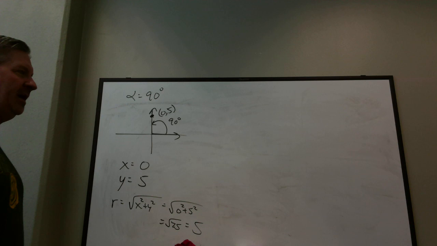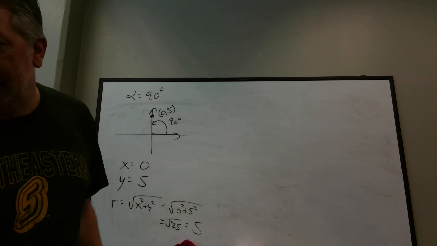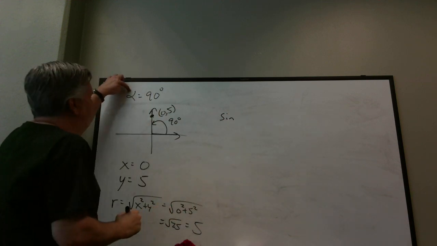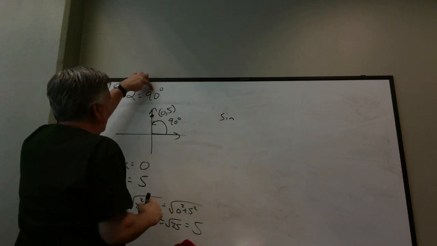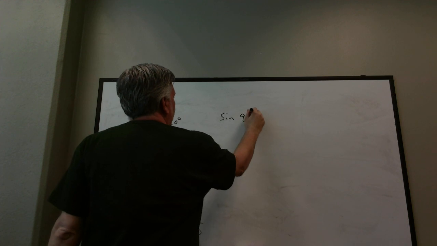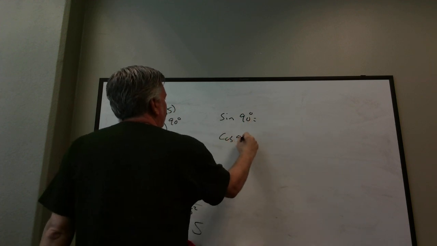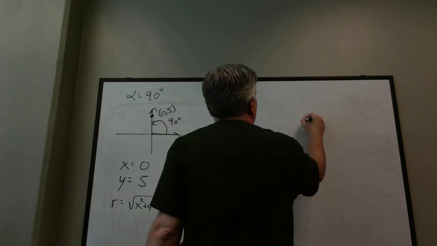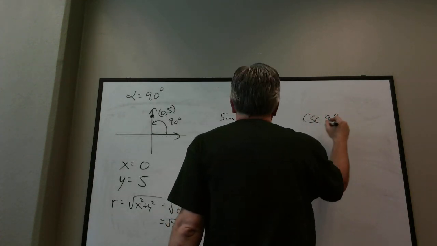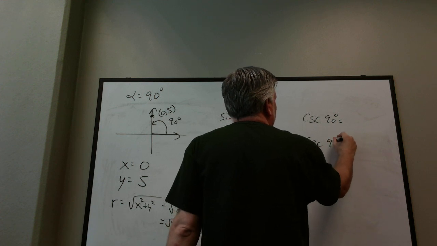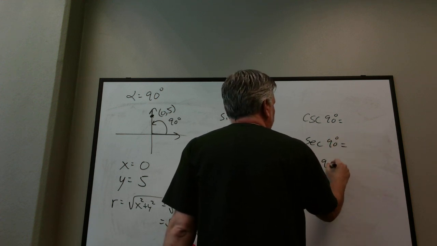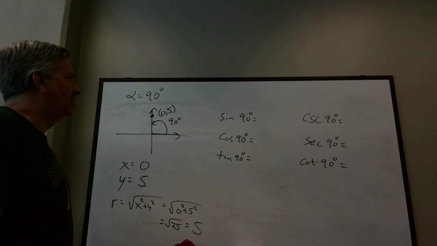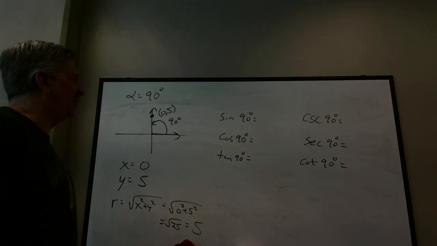So you have your x, y, and r. And it says find all 6, okay? So I want sine. Now, if you want to put sine of alpha, that's fine. If you want to write sine of 90, that's fine. I don't care which one because they're the same thing. Again, you have to label your answers. There's no place for laziness in mathematics. Okay, so I want to find the values of all 6 trig functions.